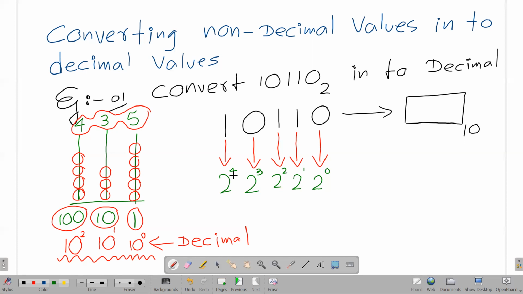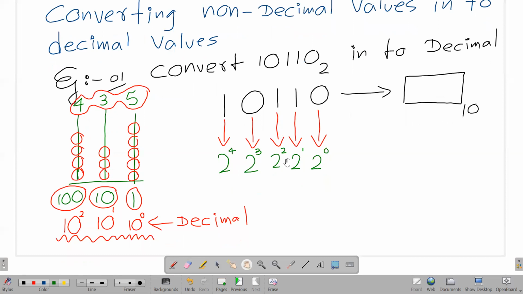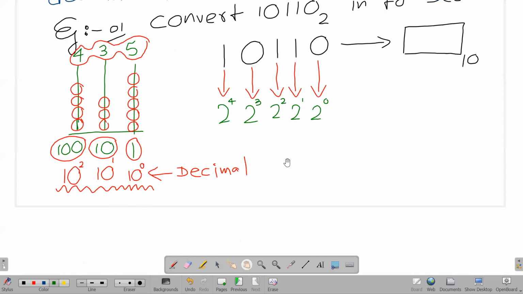So now what I can do is convert these 2 to the powers into their values, right? Which means I'm not going to represent this as 2 to the power. I'm going to represent it like this. We display things on the abacus. So what are the values that I'm going to receive?